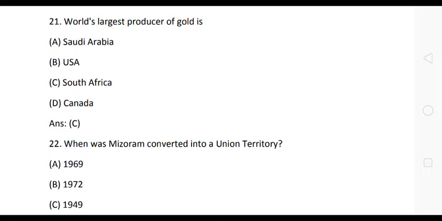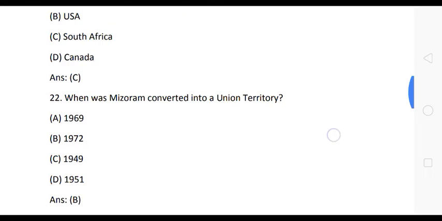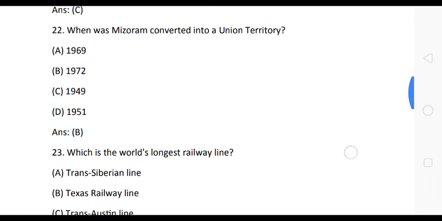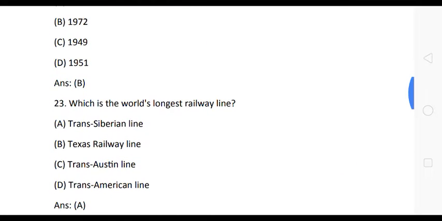The next question is, when was Mizoram converted into a union territory? The correct answer is option B, 1972.